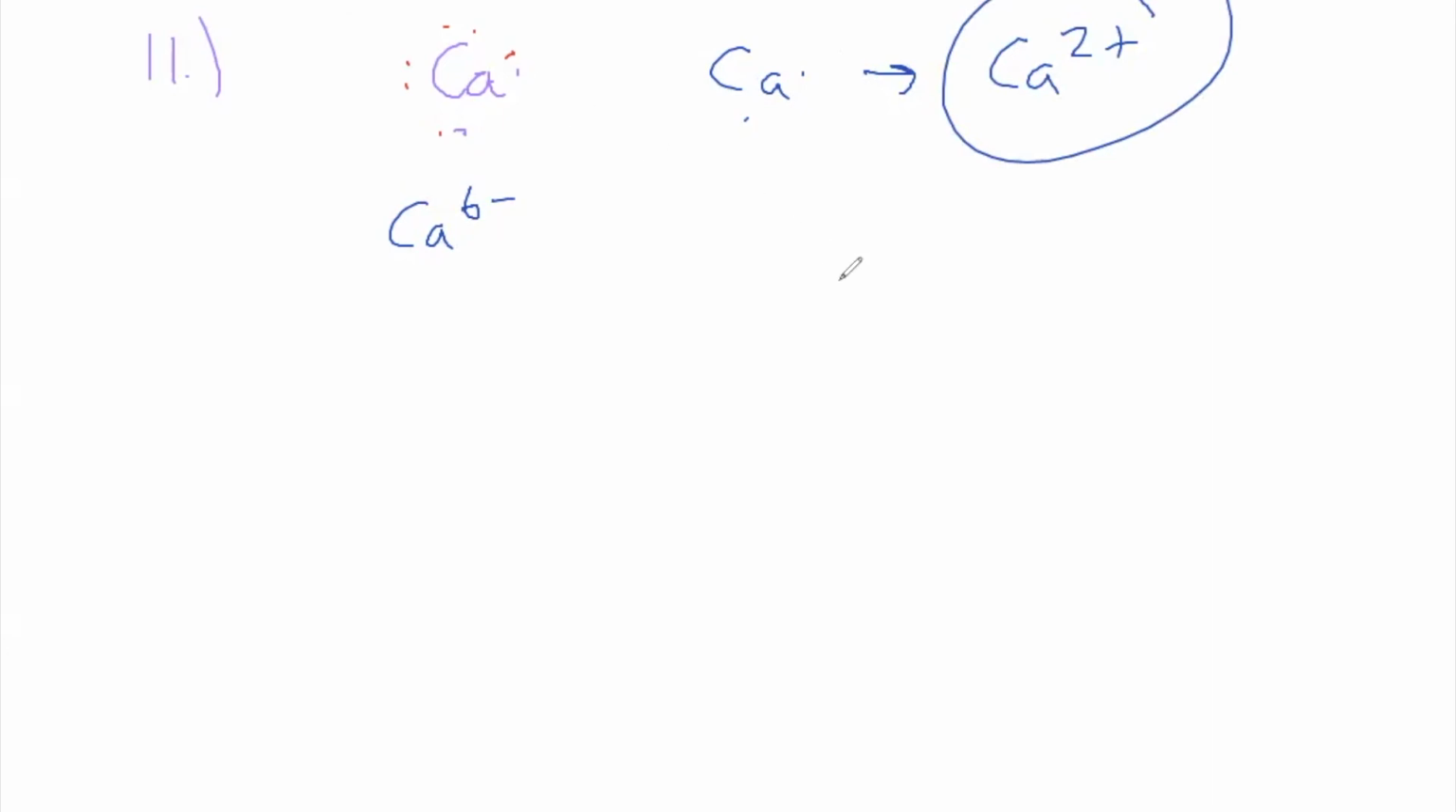And the question is, why is it not Ca3 plus? Well, if it was 3 plus, that means it lost 3 electrons. But that wouldn't make any sense, because at that point, it would be losing its core electrons. It's stable when it loses its 2 extra electrons, but if it lost 3 electrons, it would now be losing the electrons that make it stable. It would become very unstable at that point.